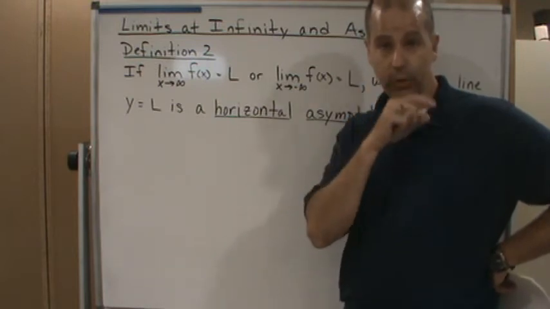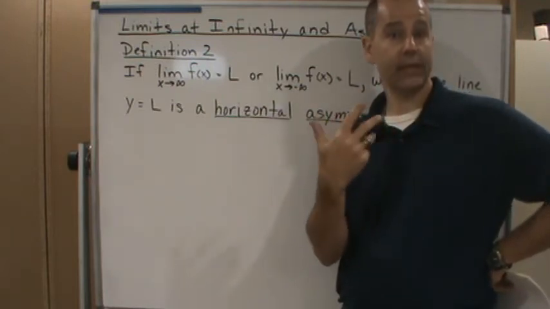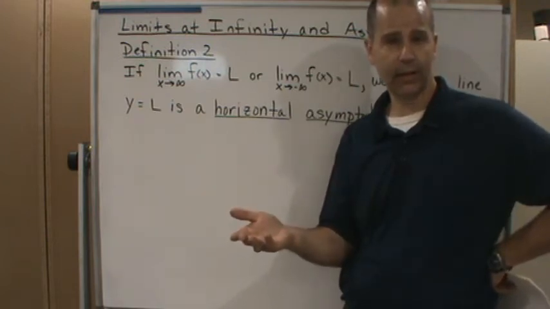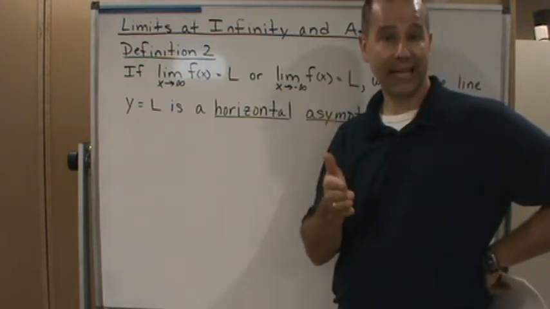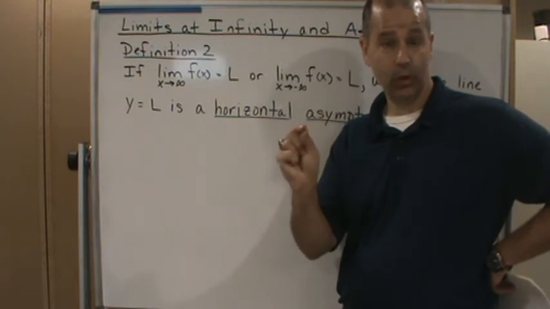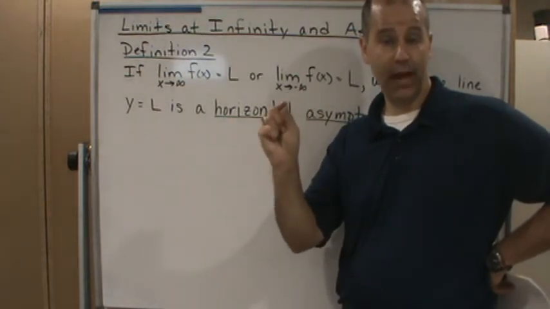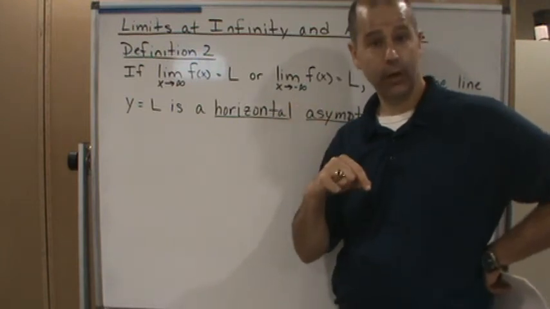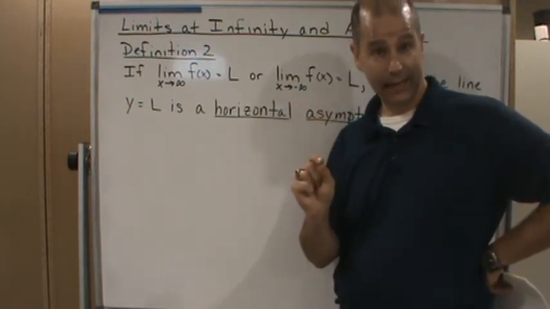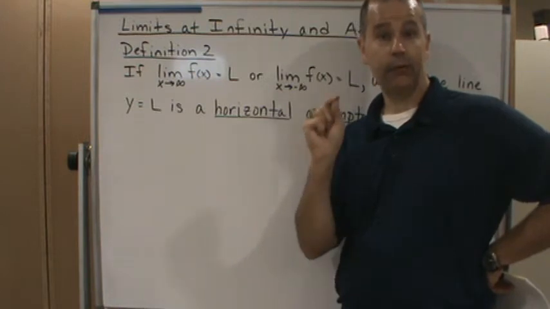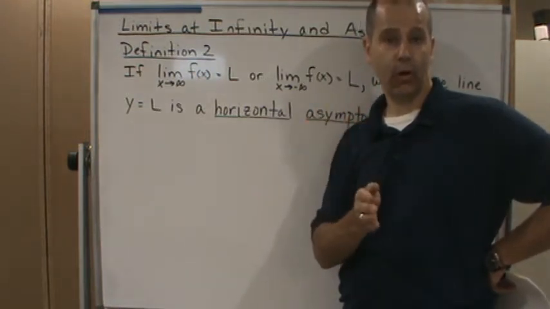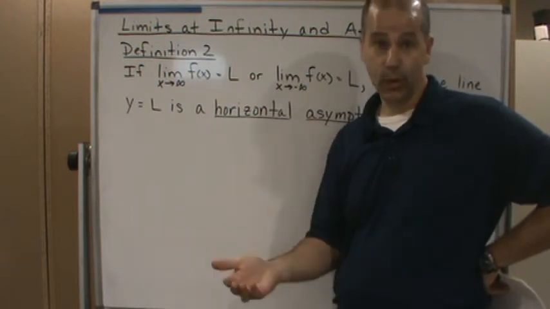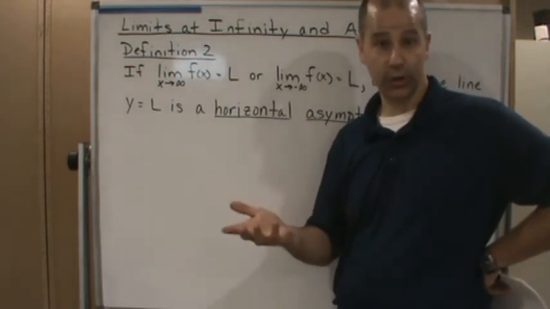Okay, so remember, in order to test whether a graph of a function crosses a horizontal asymptote, you've got to set the function equal to that value, L, and then see if you can solve for x. Okay? If you can, then you know it crosses. If you can't, then you know it doesn't cross because there's no solution.